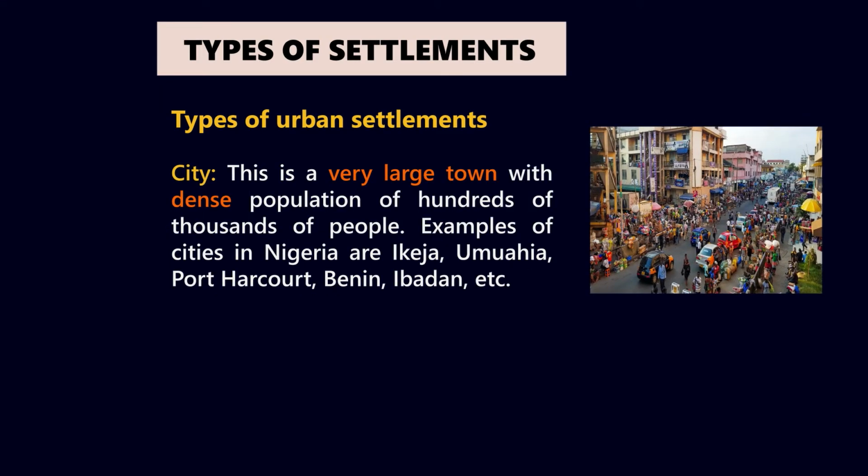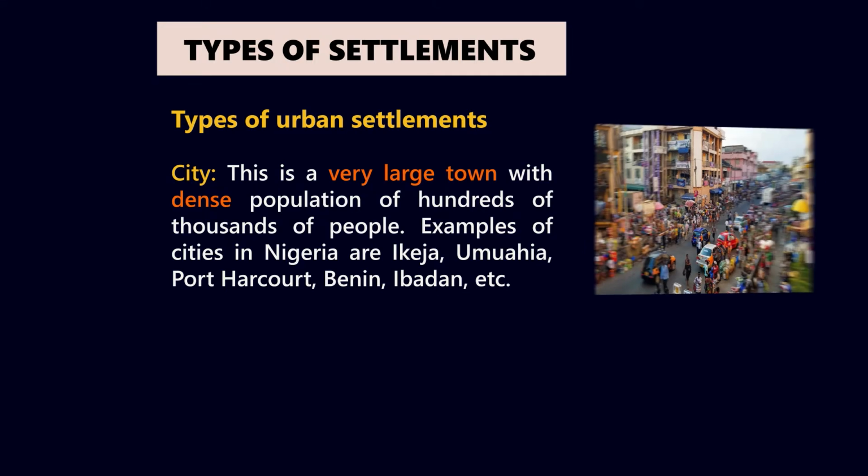The second type of urban settlement is the city. Cities are very large towns with dense population. Population in cities range from hundreds to thousands of people. Some examples of cities in Nigeria are Port Harcourt, Ibadan, Benin, and so on.